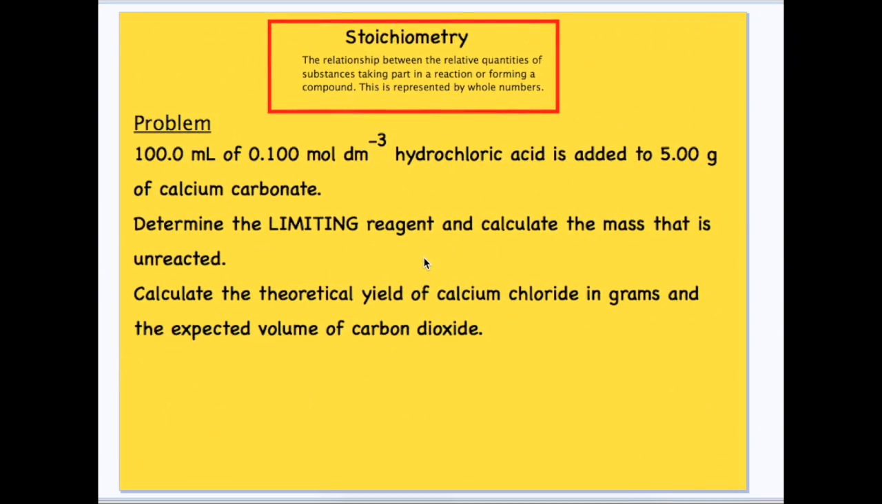Here we can see the problem involves a reaction between 100 milliliters of 0.1 molar hydrochloric acid and 5 grams of calcium carbonate, noting that our information is provided with 3 significant figures. We need to determine the limiting reagent and to calculate the mass that is unreacted of the other reagent. We also determine the theoretical yield of calcium chloride in grams and the expected volume of carbon dioxide.